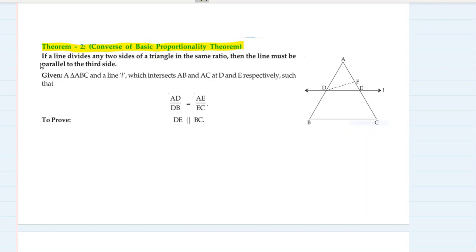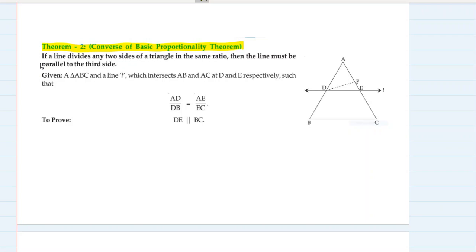Remember, in the original basic proportionality theorem which we just proved, theorem number 1, in that they had given that DE is parallel to BC, and you had to prove AD upon DB is equal to AE upon EC. But here they have given AD upon DB is equal to AE upon EC, and you have to prove DE is parallel to BC. Correct? So how we will do that?